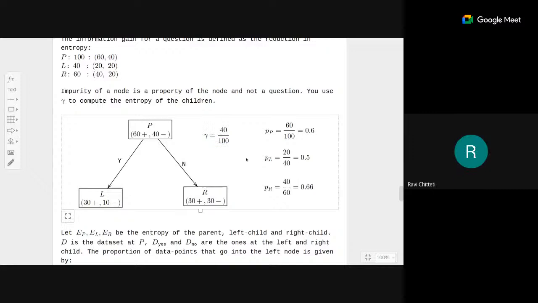On the R, if L is 30-10, will R be fixed, or can R be a different combination like 40-20 also? No. L and R have to add up to P. The conservation, right? Positives, negatives, and total data points are conserved. So you have a bag of 60 red, 60 green, 40 red. Now, the 60 green have to be split into these two bags, depending on your question. 30 went here and 10 went here. And when I say 60 green, they can go only to one side, no, they can't go to both sides.